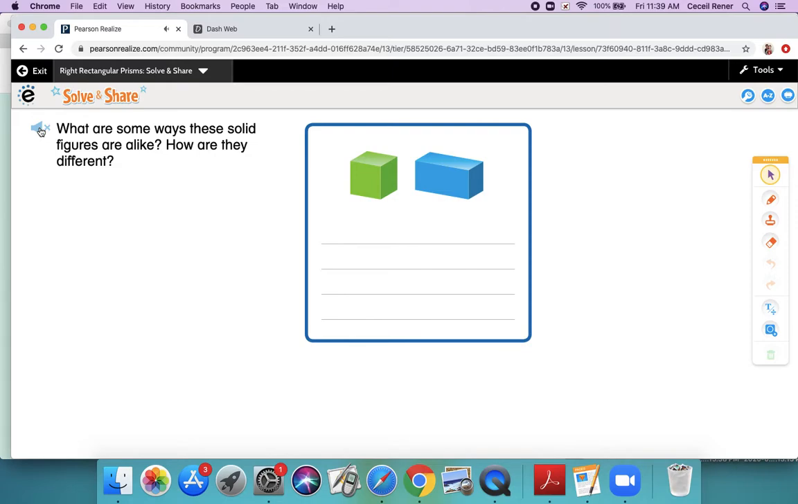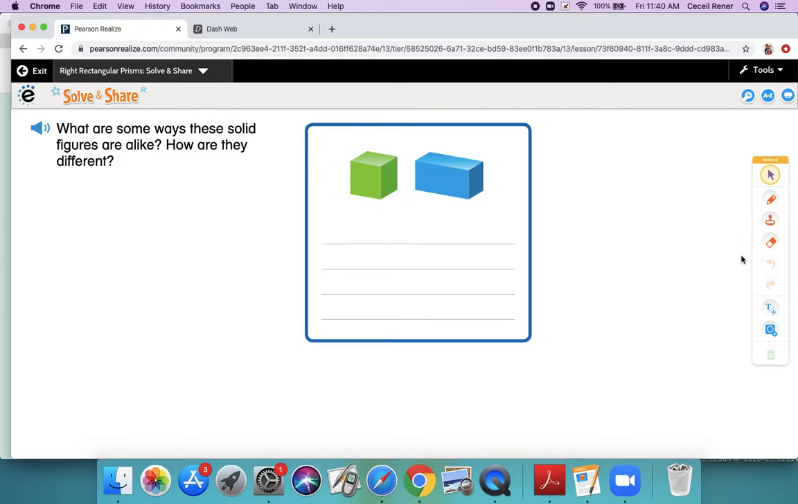What are some ways these solid figures are alike? How are they different? So we have some solid figures here. And what are we asked to do? Well, we want to know how the solid figures are alike and how they are different. So what do we already know? Well, we already know about this figure right here, and that's what? It is a cube. So let's start looking at these two figures, our cube and our other solid figure.